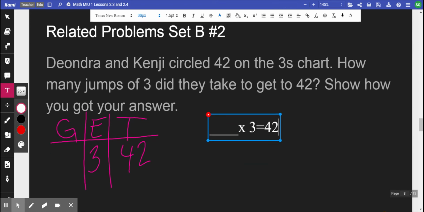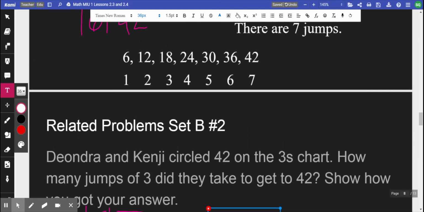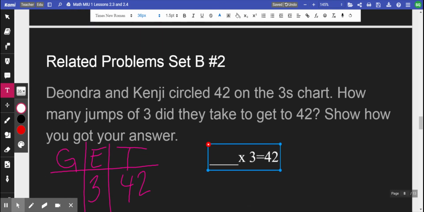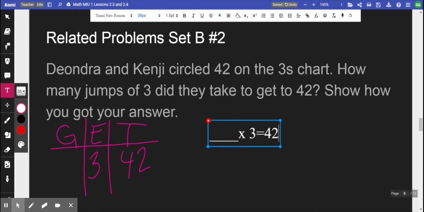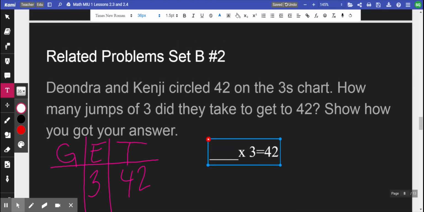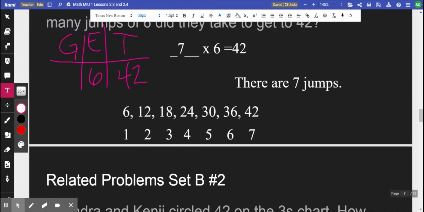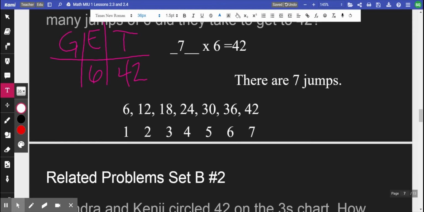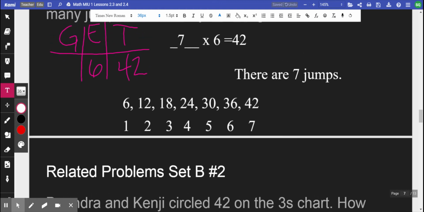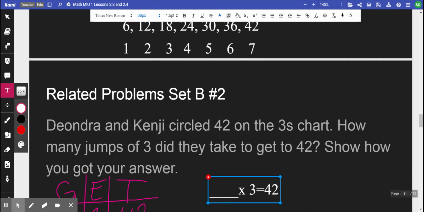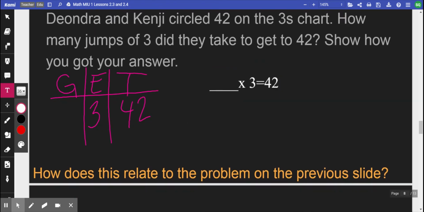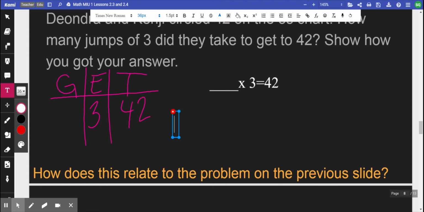So I know the 42 is the same. It's not a double this time. And I know that the 6 and the 3 are double, which means this has to be a double. So whatever this number, so this one was double. So that means, I guess I'm going to have to count it out because this is kind of different. Okay, let's count. 3, 6.